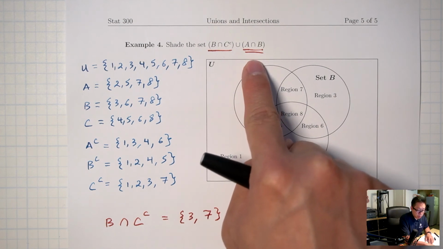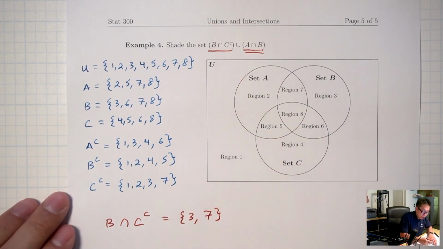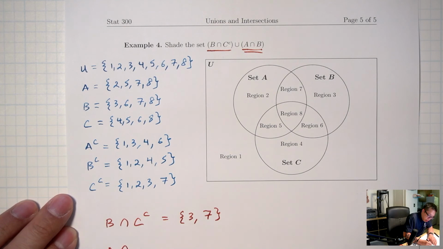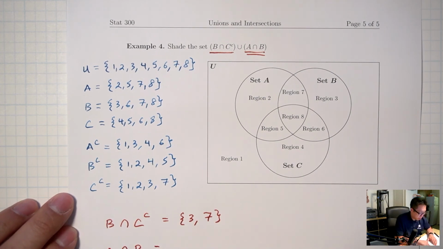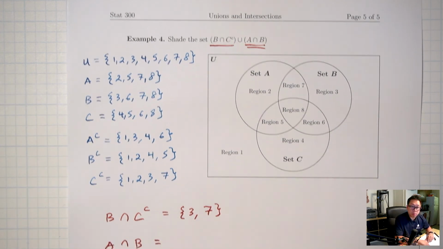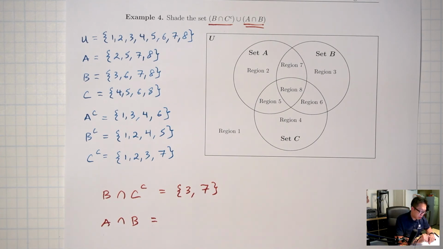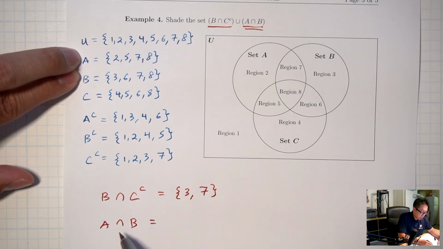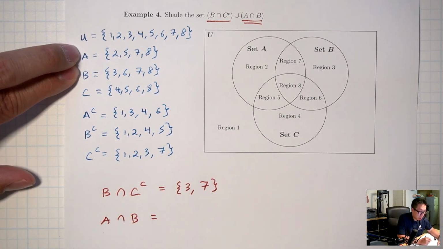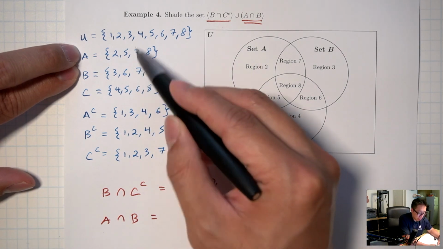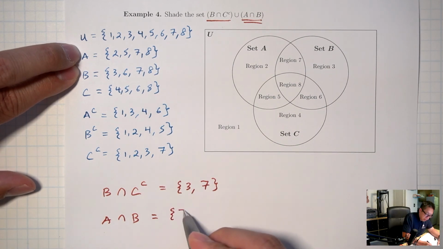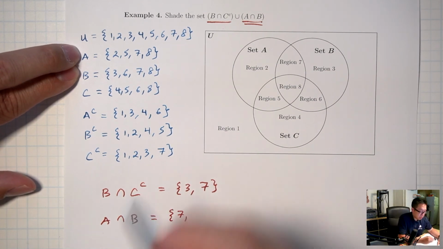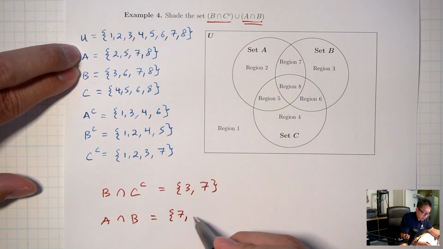Do the same thing for the one on the right. So the right is A intersect B. This is regular A, regular B. So regular A is right here, regular B is right here. So this is another intersect. So intersect meaning I want the overlap, so the numbers that are in both. So what's in both? 7 is in both. What else? I see an 8 that's in both.